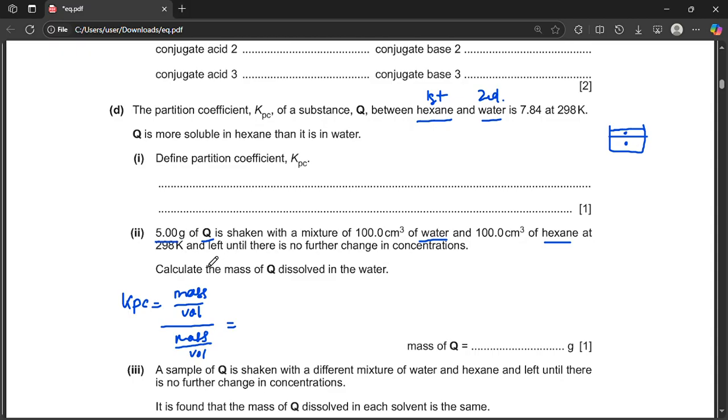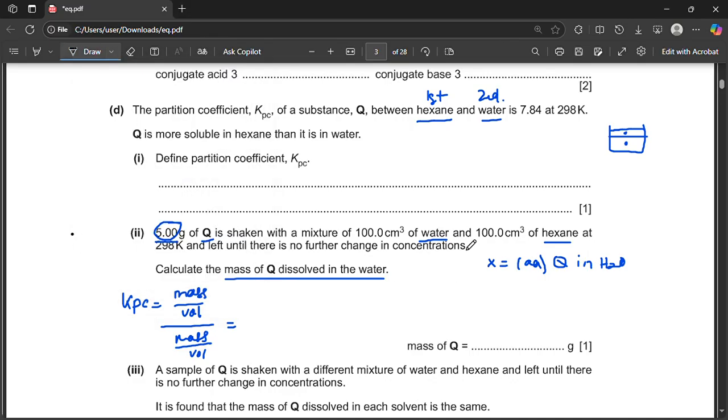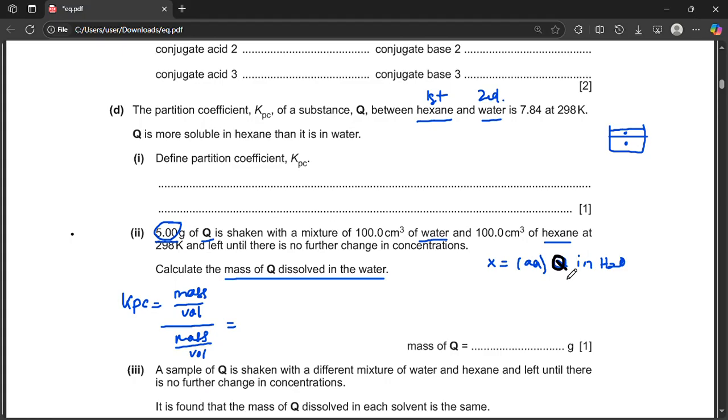But beware, the total mass is not the exact amount that you're supposed to put in the formula. You're going to have to use the total mass that they give you and think about the mass that you could possibly write in the formula. So for example, here they're saying calculate the mass of Q dissolved in water. So what we can do with this total mass is form an equation. We can simplify the mass that is dissolved in the water as X. This is Q dissolved in H2O. That makes it a lot simpler.